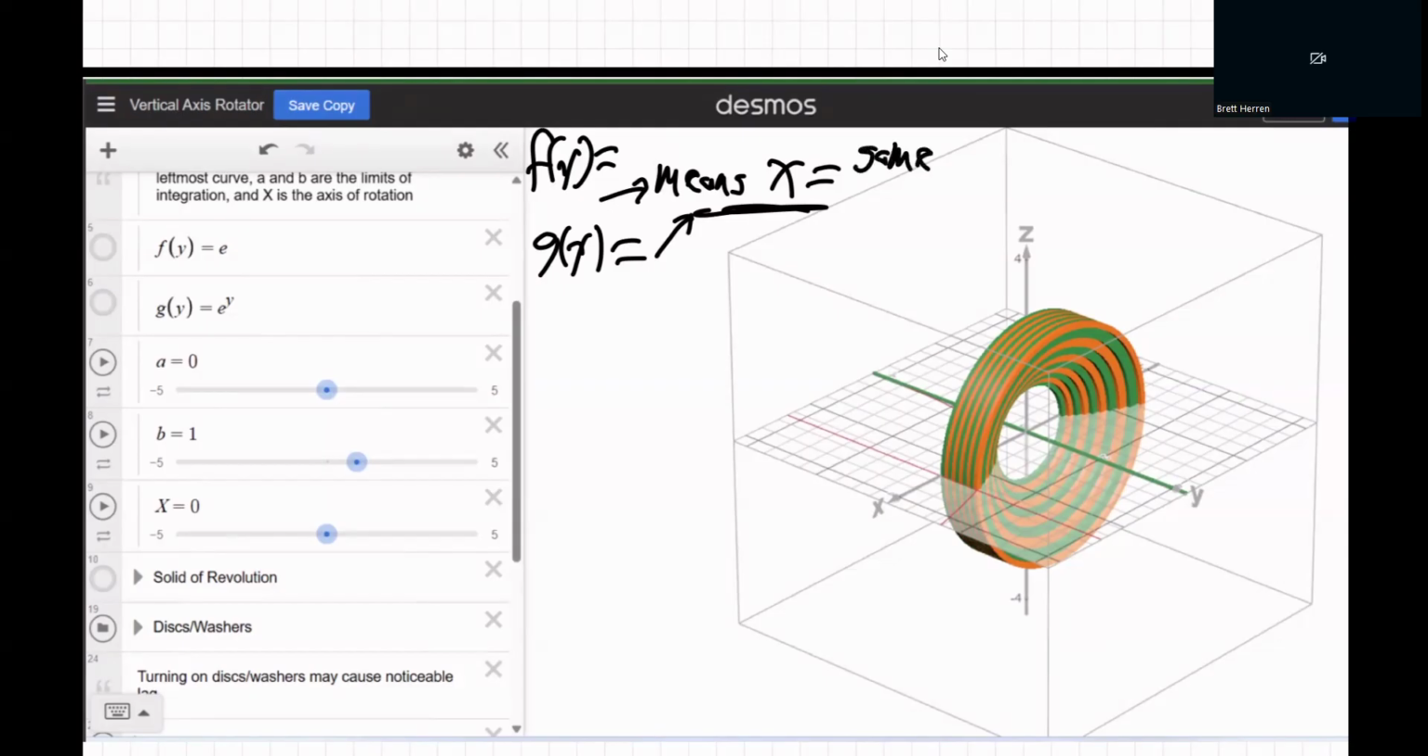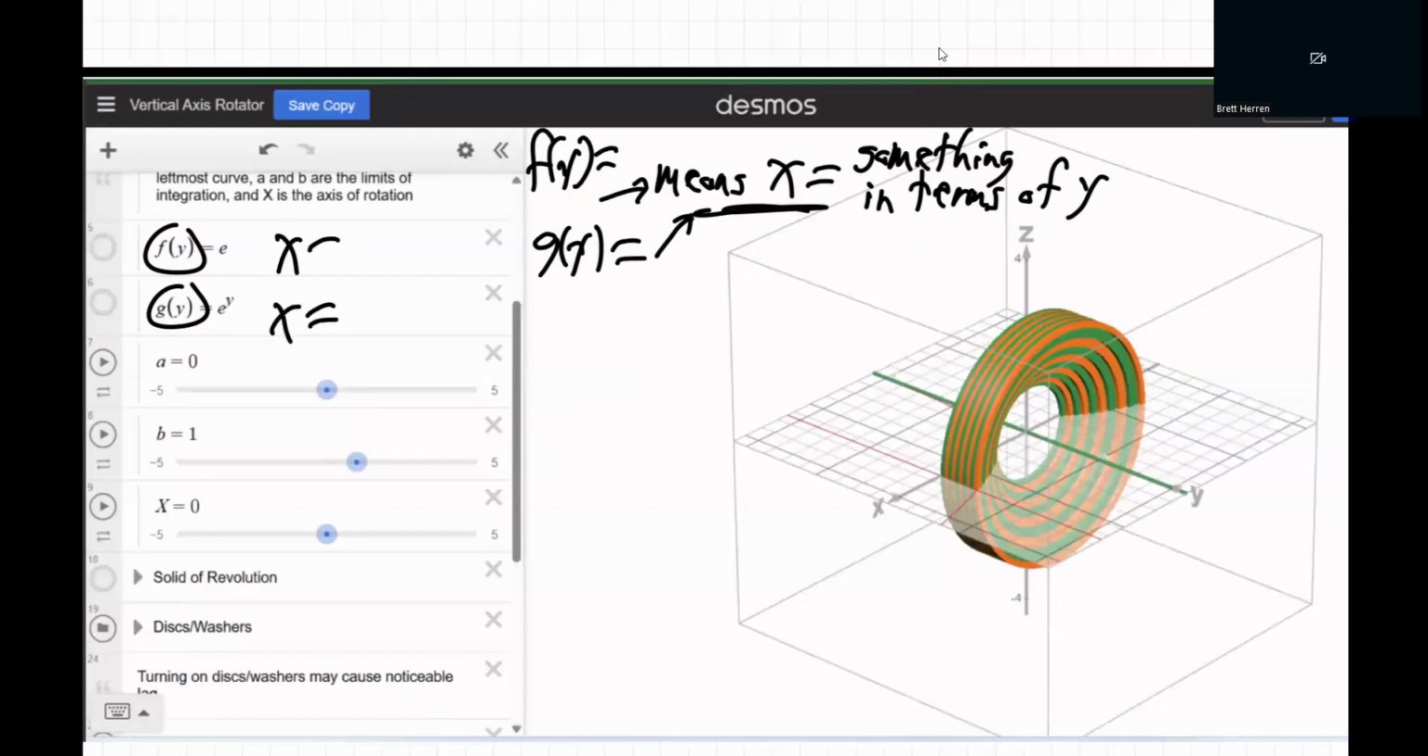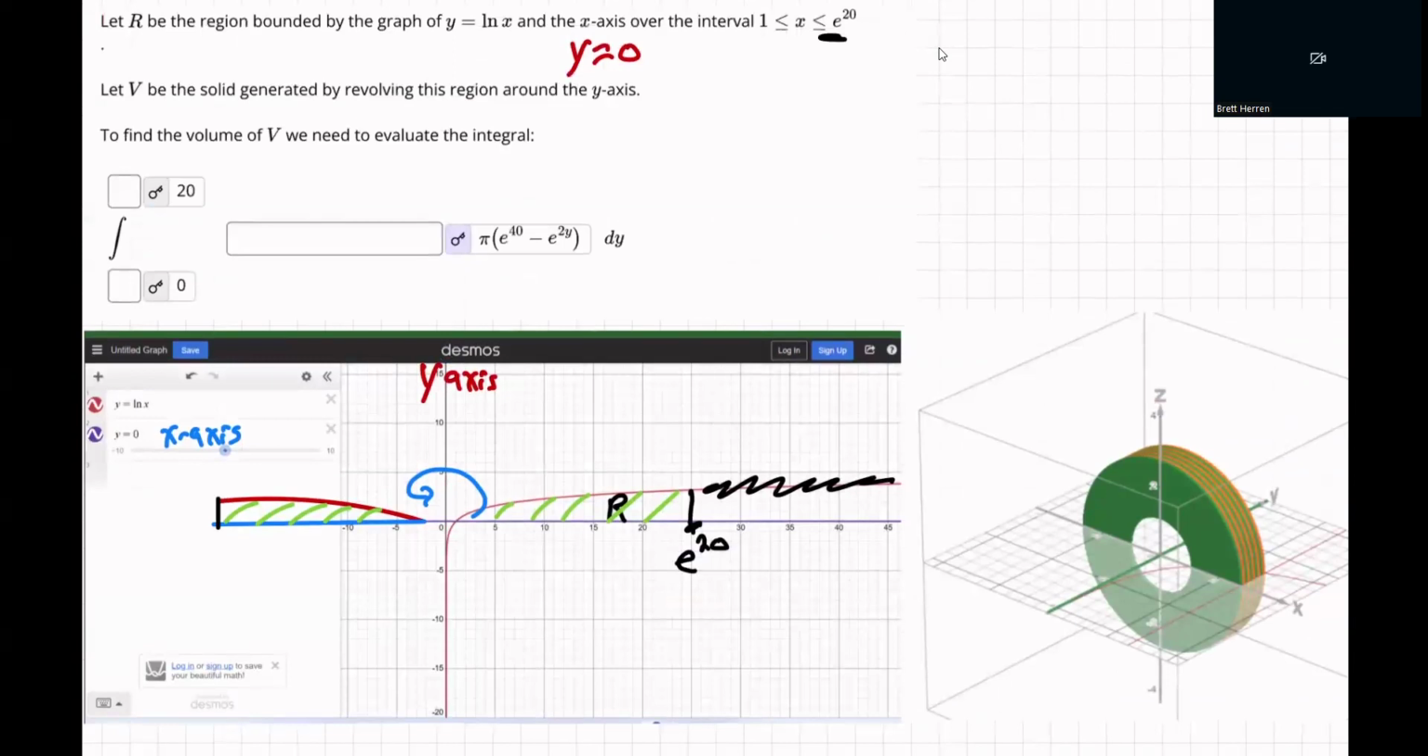X equals something in terms of y. Because normally you go y equals 3x squared plus 2, whatever, we normally have y as something in terms of x. But if they say give me a function of y, they want y on the right side, which means x is on the left side. So when I look over at this calculator, it says f of y, g of y. That means they want a function of y. They're really saying, what does x equal, please? Well, x equals e to the y here. Why is it equal to e to the y? Well, you go back up to the original function, it was y equals natural log x.